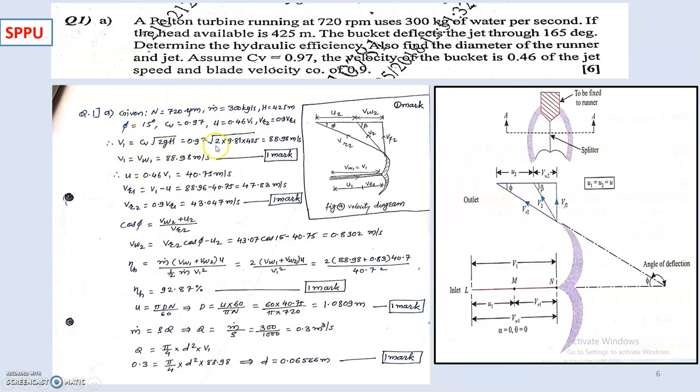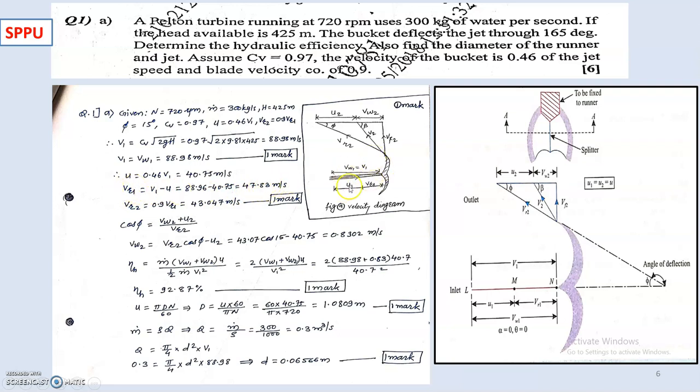So we have the formula that V1 equal to Cv under root of 2gH. If you substitute the values, you will get V1 as 88.98 meter per second. We also know that V1 equal to Vw1, and there is a relation between U and V as U equal to 0.46 times V1. So U equal to 40.75 meter per second. Now we have V1 and U. We can find out VR1 as V1 minus U. What I get is 47.83 meter per second.